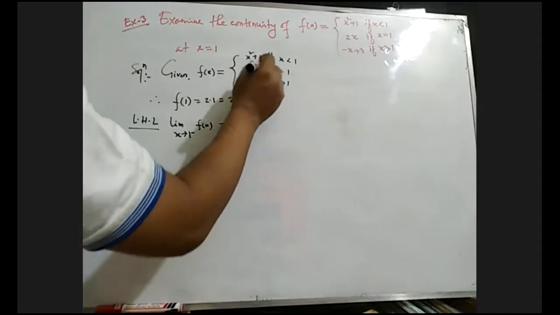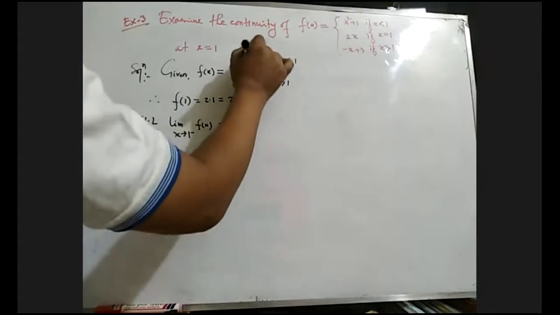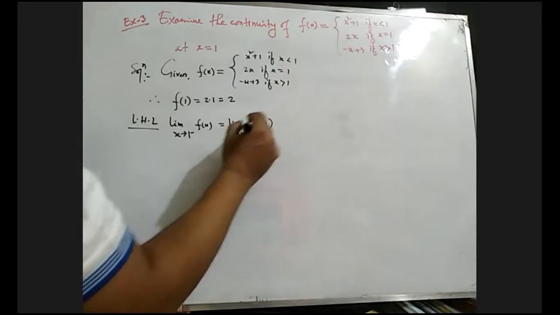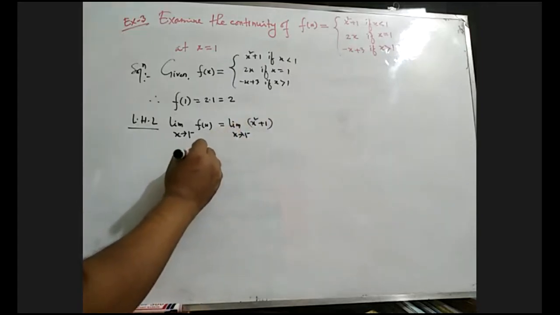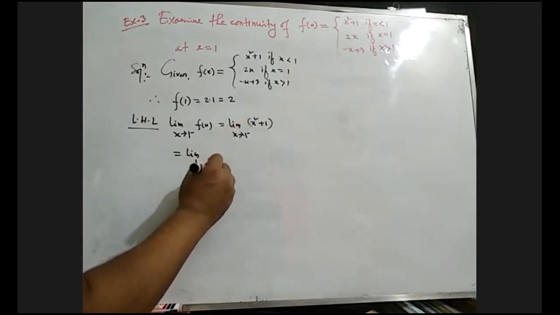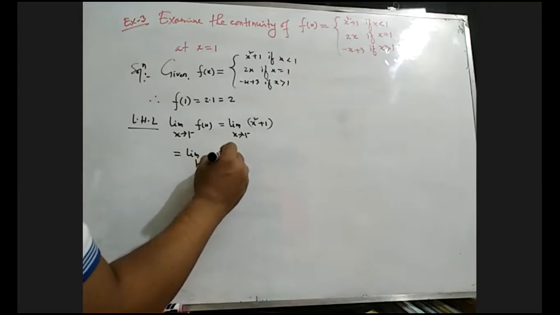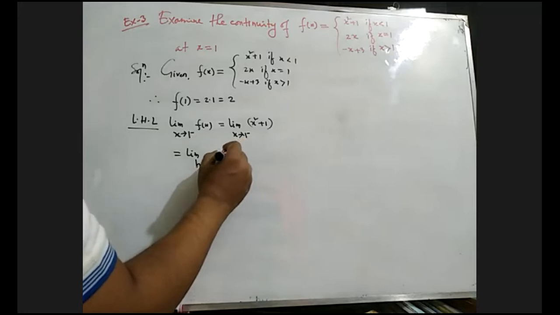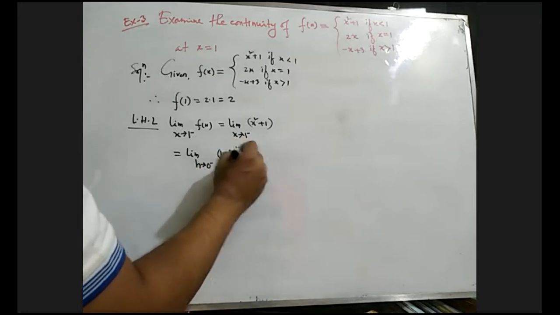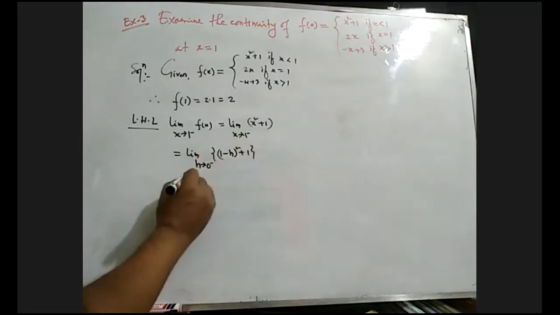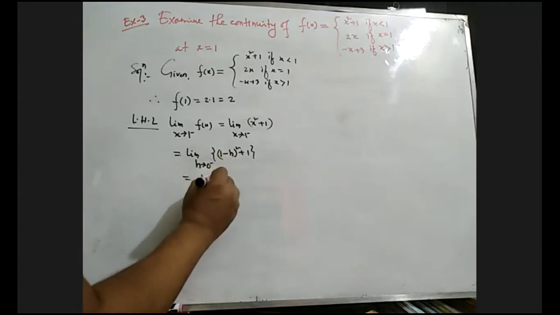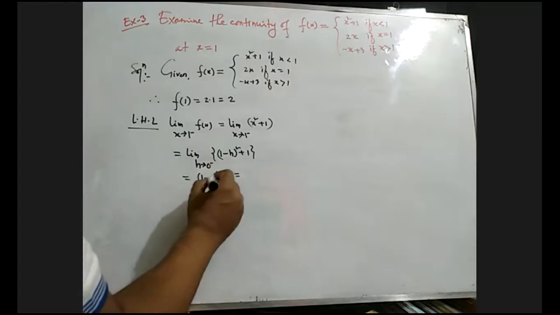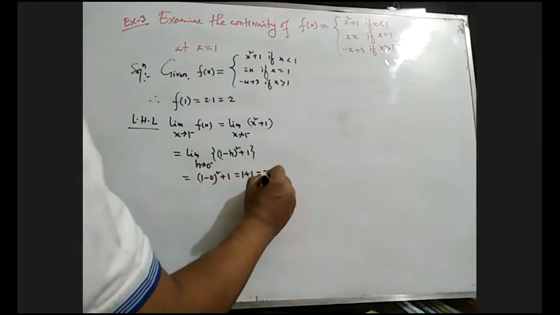X less than 1, in which function? In the first part of the function, x square plus 1. Limit h tends to 0: x will be converted into 1 minus h, that means (1 minus h) square plus 1. Now putting h equals to 0 here, we get 1 plus 1 equals to 2.